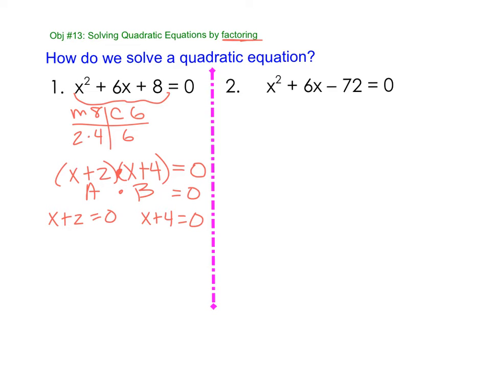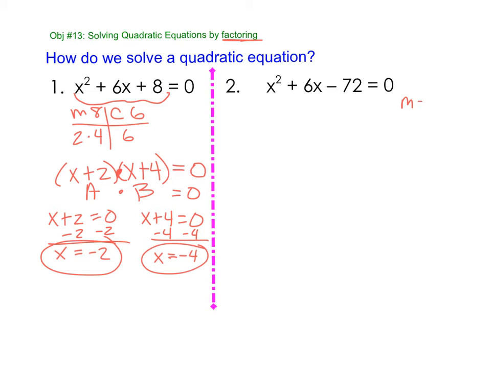How do you solve a linear equation? I'm just going to subtract 2 on both sides. Over here, minus 4, we do the opposite. And that's it, we're done. So basically solving quadratics is factoring and then taking one extra step where you set them equal to 0 and solve.